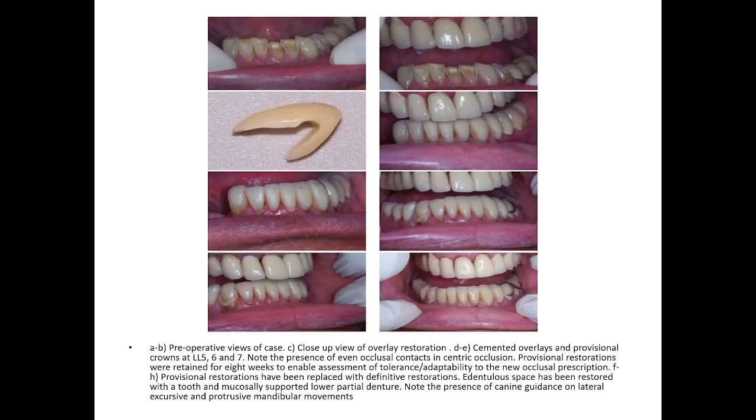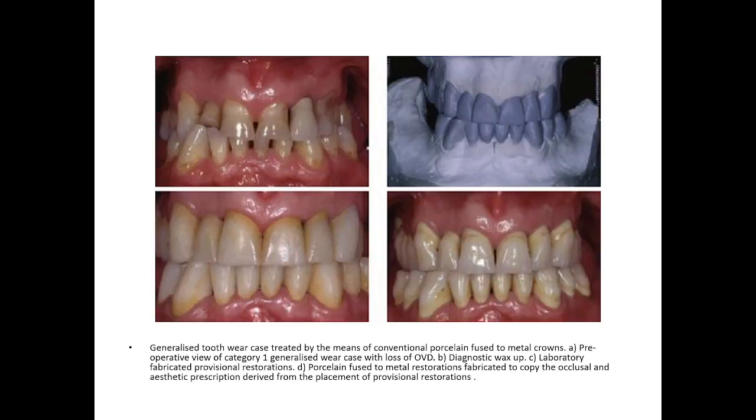Edentulous space has been restored with a tooth and mucosa supported lower partial denture, a removable one, and we can see the presence of canine guidance on the lateral excursive and protrusive mandibular movement. And here we have a case also of generalized tooth wear treated by means of conventional porcelain fused to metal crowns, PFM crowns.